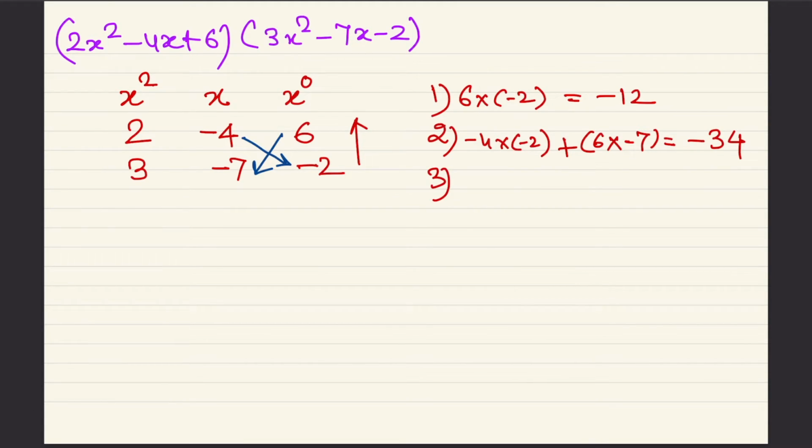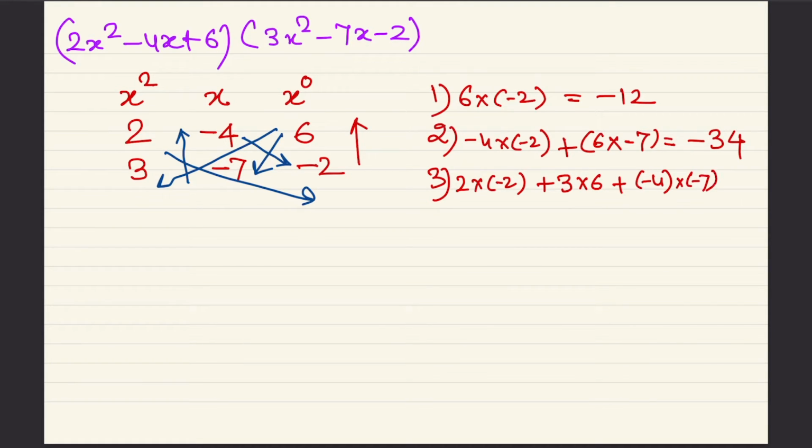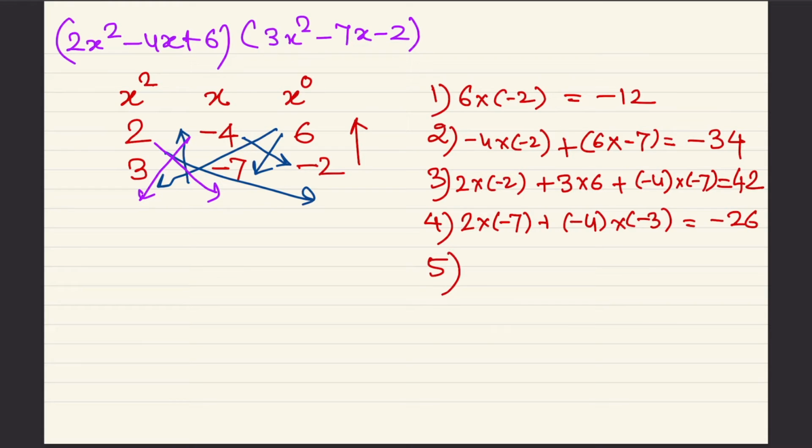Third, we will multiply 2 into minus 2, 6 into 3 and minus 4 into minus 7. I'll write here 2 into minus 2 plus 3 into 6 plus minus 4 into minus 7. On solving, we get this as 42. Fourth one is we will multiply 2 into minus 7, minus 4 into 3. 2 into minus 7 plus minus 4 into 3, which will be minus 26, and the last one, the first vertical, 2 into 3, which will give you answer as 6.